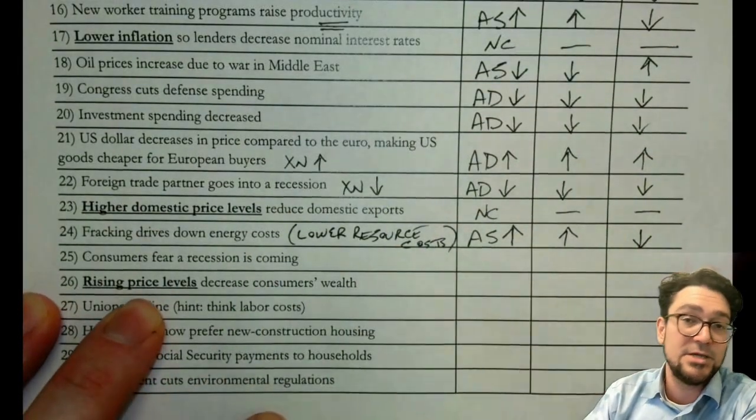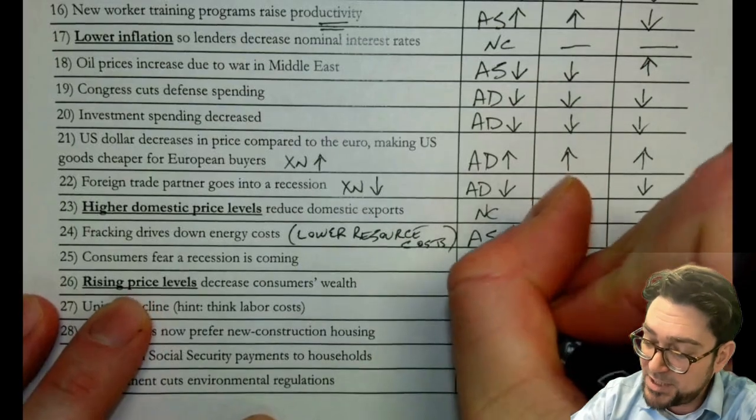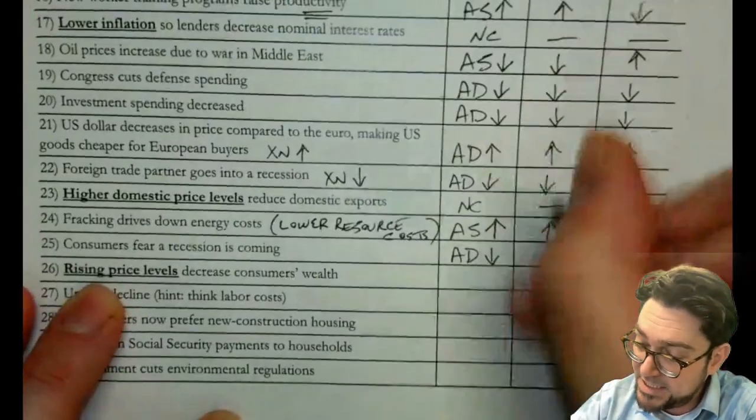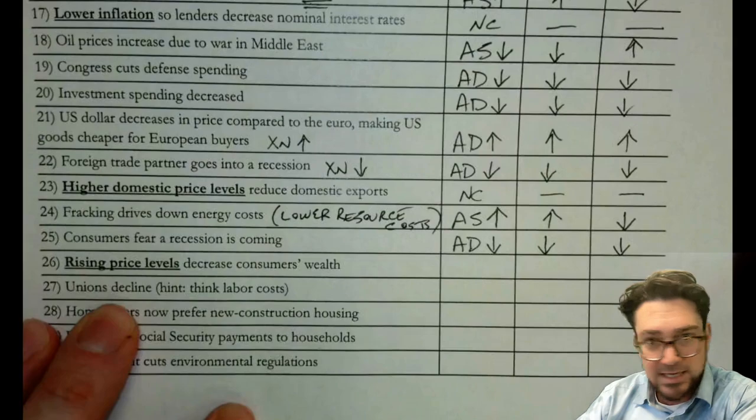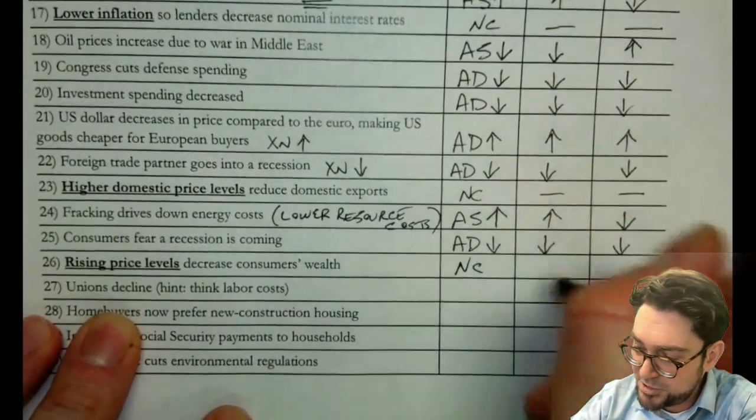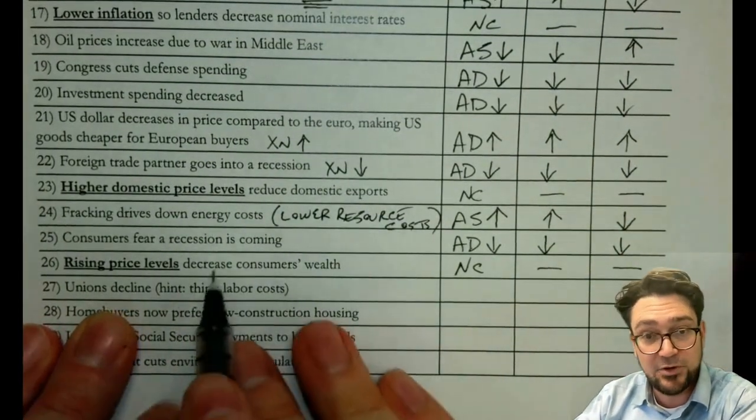Consumers fear a recession is coming, so their confidence is down. That means their spending is going to be down. Aggregate demand decreases, output falls, and prices fall. Rising price levels. Again, no change because price levels don't shift the curve.